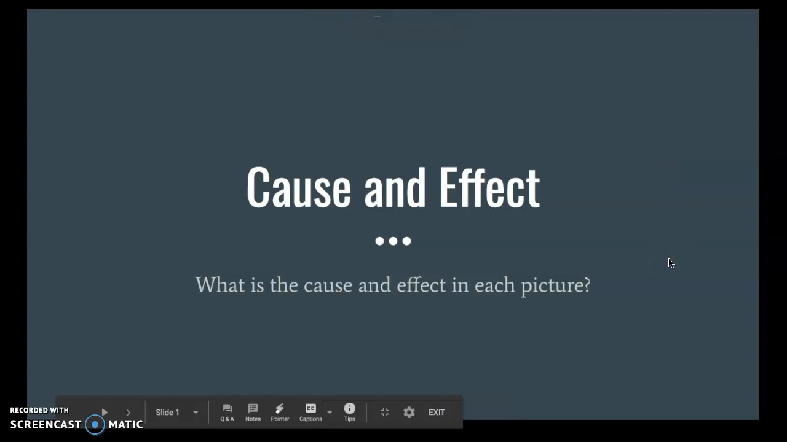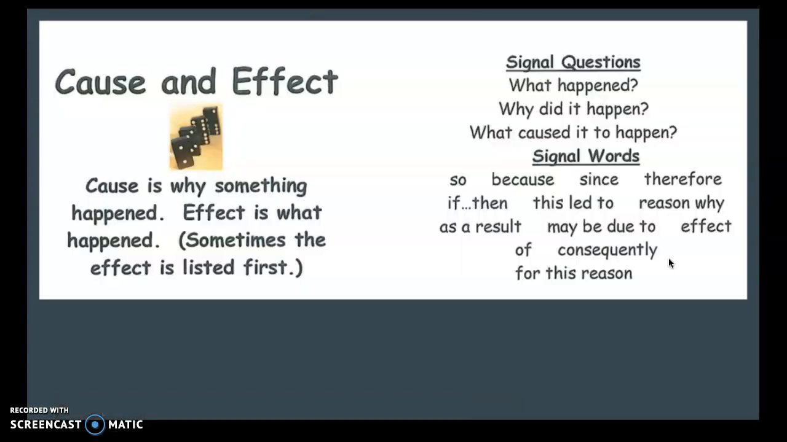Welcome to a lesson on cause and effect. Our objective here is to be able to identify causes and effects. First, we'll look at some images, and then we will look into a text, and you will try to identify different causes for one specific effect.